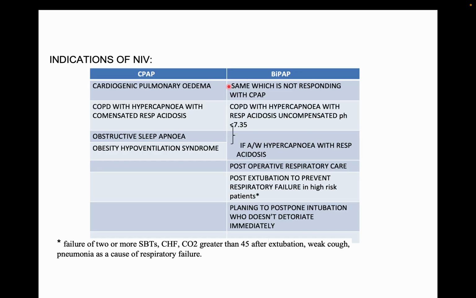So this is the thing. In CPAP you keep only PEEP and FiO2. In BiPAP you generally start with a PEEP of around 5 and an inspiratory pressure around 14, and based on the CO2 clearance and oxygenation, you can change the values: inspiratory pressure of 14 and expiratory pressure of 6, or inspiratory pressure of 16 and expiratory pressure of 8. You can change based on the CO2 clearance and pH.